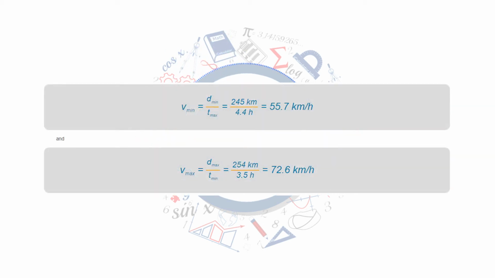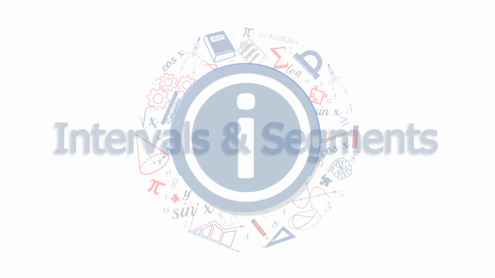Given that speed equals distance divided by time, it is clear that the minimum speed is obtained when dividing the minimum distance and maximum time, while the maximum speed is obtained when dividing the maximum distance and minimum time. Therefore, we have the following equations. Note the big difference between these two values dictated by the fact that the original values were not so precise. In this way, a wide range of possible values is produced.